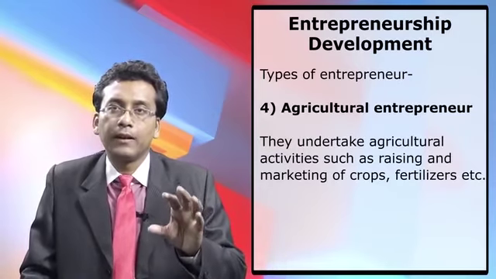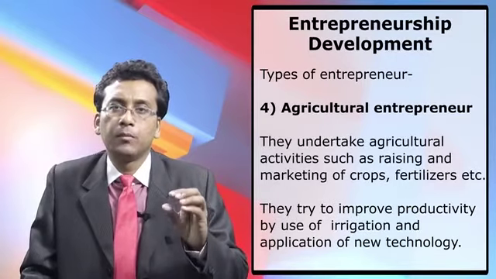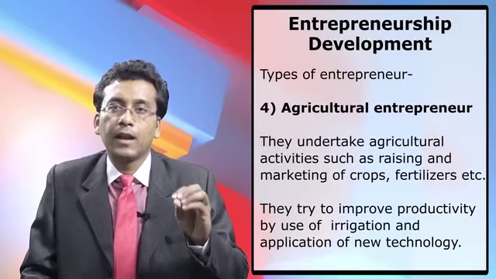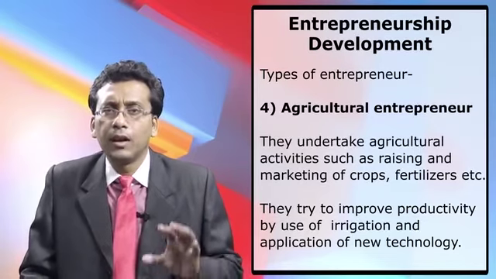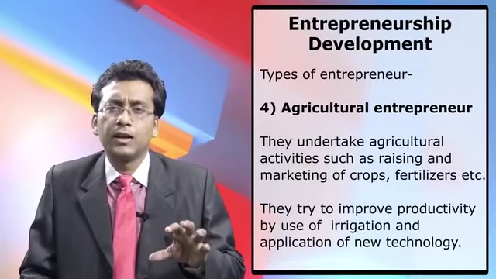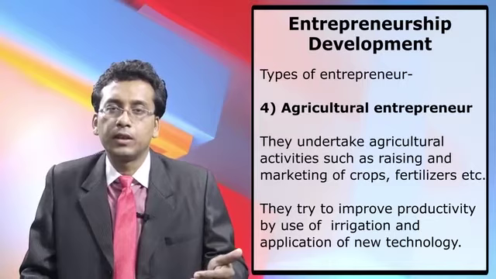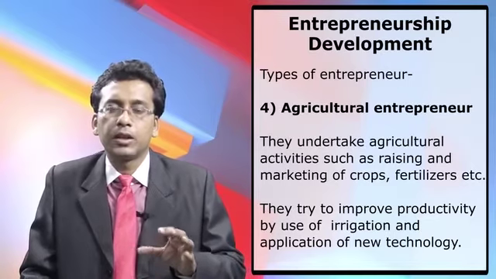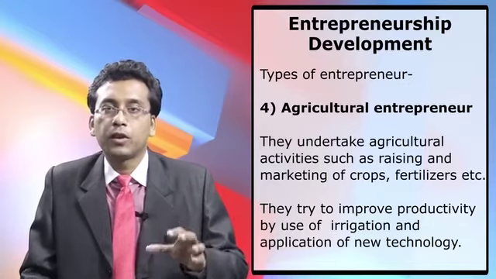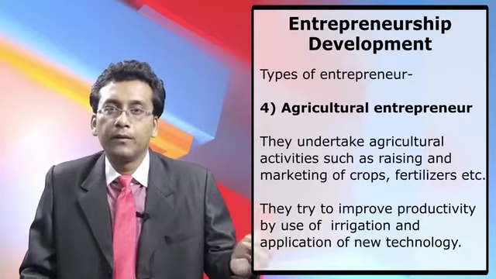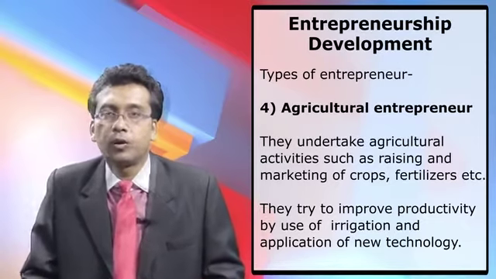So when we talk about agriculture entrepreneurs, they try to improve productivity by use of irrigation and application of new technology. When we talk about agriculture in the Indian context, earlier it was all manual. But things have evolved and changed over the years. Now we talk about commercial farming, we talk about the use of tractors, we talk about an artificial way of giving water to the land, that is irrigation. So these are all very, very important.